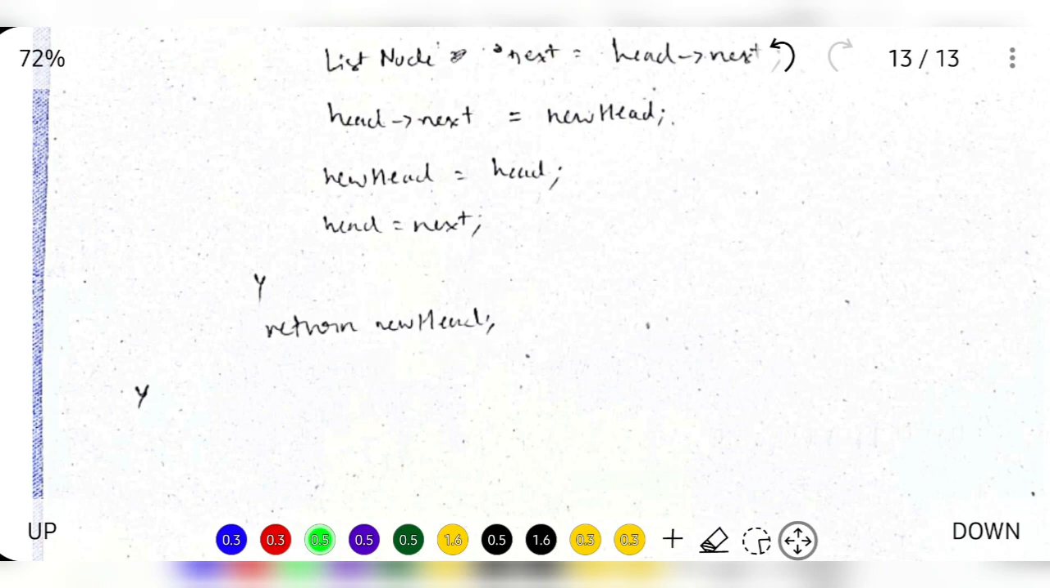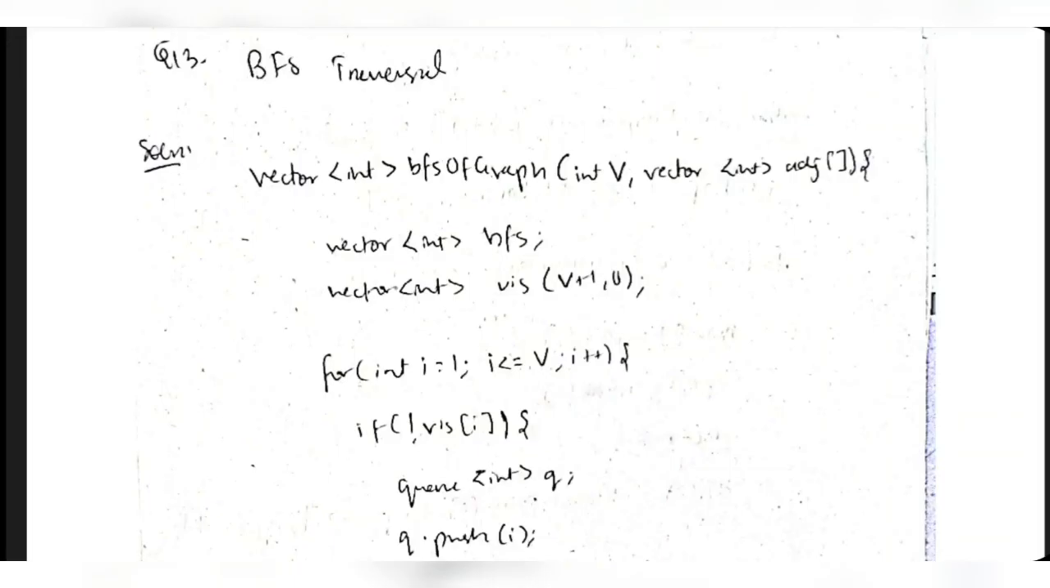Okay, the next question is about BFS traversal. So what do you understand by the term BFS traversal? BFS is nothing but breadth first search. To give you an overview of what breadth first search means, consider this graph here. Here you have one node and that is connected to one node here, and this is connected to two nodes here. So in breadth first search, what will happen?